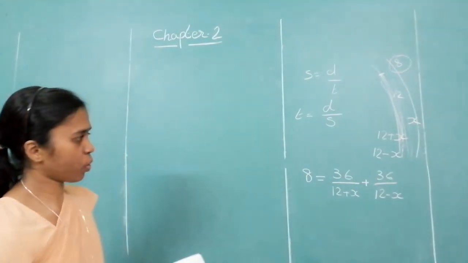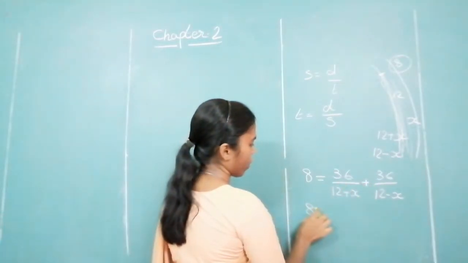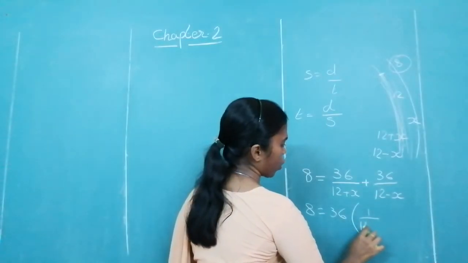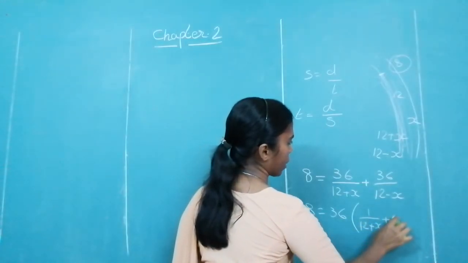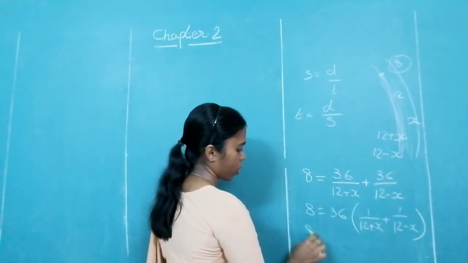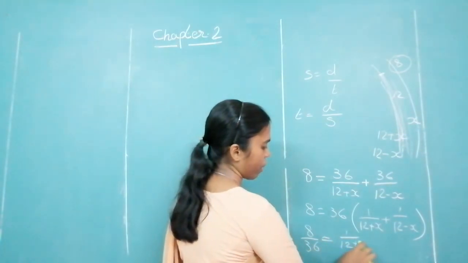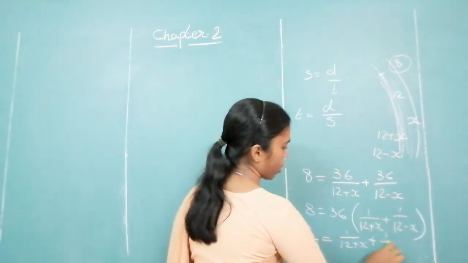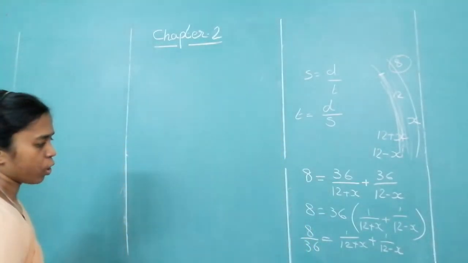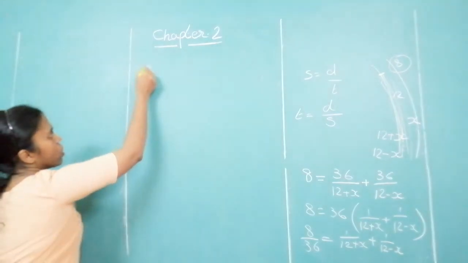Now to solve, we will take this 36 common. So we will have 8 is equal to 36 times the bracket of 1 upon 12 plus x plus 1 upon 12 minus x. Bring the 36 this side. So we will have 8 upon 36 is equal to 1 upon 12 plus x plus 1 upon 12 minus x. We can cancel 8 and 36, that will be done later.